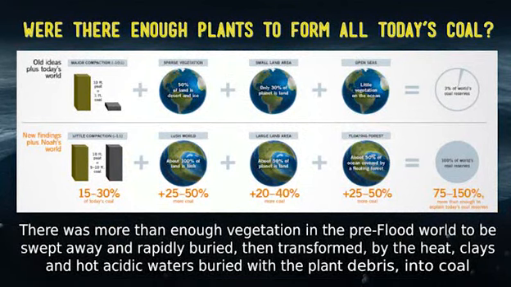So if we do this math, and this diagram comes out of our Answers magazine, I wrote an article, it's on our website. Just go to our website and ask the question in the search engine and you'll get the article with this diagram, which does the comparison between the conventional idea of a 10 to 1 compaction ratio and what the vegetation was like on the present Earth's surface compared with what we believe it was prior to the flood. And we can fully account for enough vegetation to have been growing on the pre-flood world all at once to be swept away, rapidly buried, transformed by heat and clays from the buried plant debris into coal.